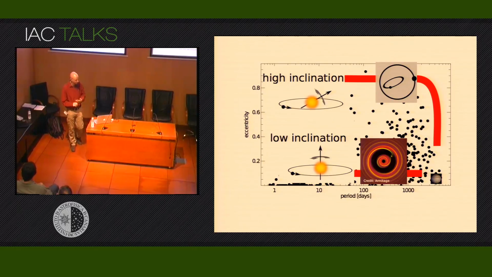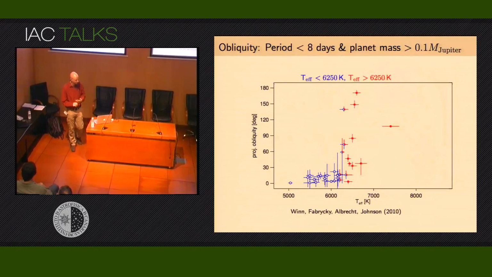However, 2 years ago, we did find a pattern in the data, and that's what I show here. I now plot all the obliquity measurements available 2 years ago, the projected obliquity, as a function of the effective temperature of the host star. I also color code them: cool host stars I make blue, hot stars red. Systems where our boundary of 6,215 Kelvin is included in the 1 sigma error bar I show as a split symbol.